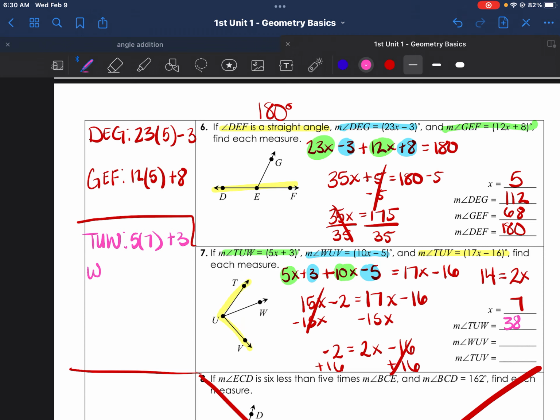Now you're going to have WUV, which is 10 times 7 minus 5. So 10 times 7 is 70 minus 5, which gives us 65.